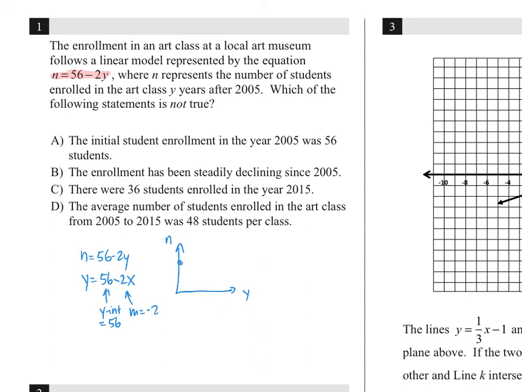The y-intercept represents the starting value. It's also known as the initial value. So we're starting at 56. In this case, the slope is -2. Lines with negative slopes go down, right? So when we have a negative slope, that shows us that there's a decreasing rate of change.